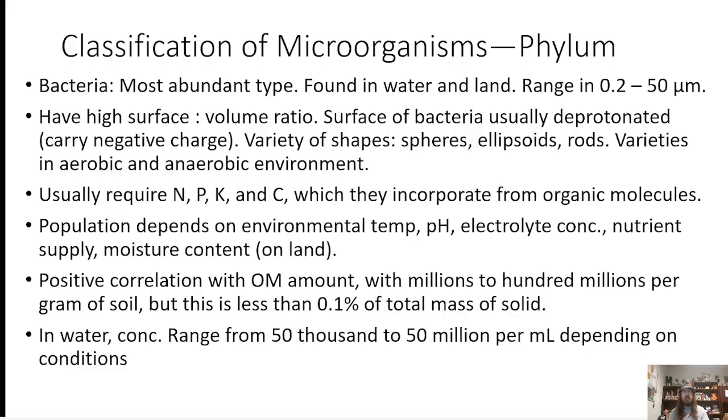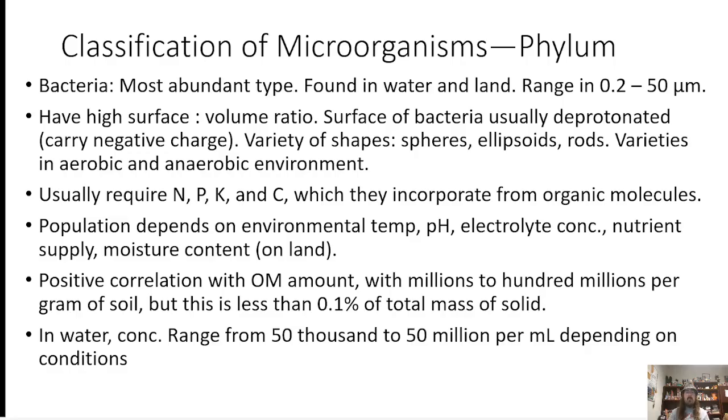Now, the actual population amount of each bacteria depends on such things as the temperature, the pH, the electrolytic concentration, so ionic charge, and of course the nutrient supply and moisture content, especially on land. So if any of these is particularly low, we're not going to have a lot of population, but once these build up high, we can grow a lot.